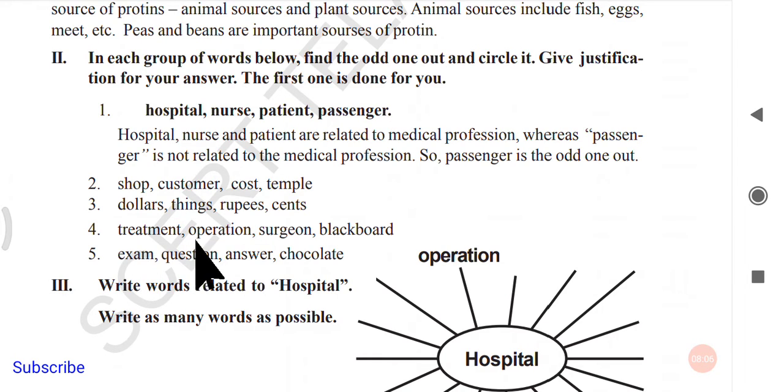Next, the fourth one is treatment, operation, surgeon, blackboard. Here surgeon, operation, treatment, everything is related to the operation theater or medical field, but blackboard is related to school or classroom. So here blackboard is the odd one out. Next, the fifth one: exam, question, answer, chocolate. Here we can simply find out that chocolate is the odd one out. Exam, question, answer, everything is related to education, and chocolate is the different one.